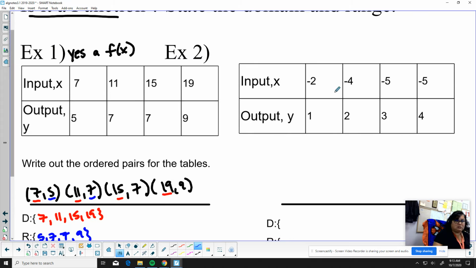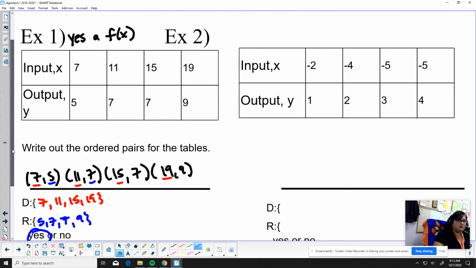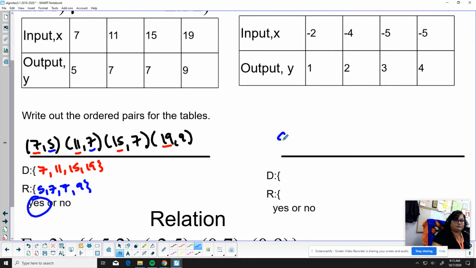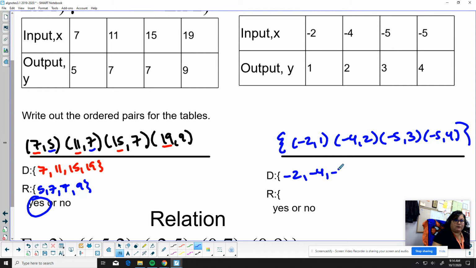Now, you press pause and you do the same thing to this table over here. Okay, so if I write the ordered pairs, that'd be (-2, 1), (-4, 2), (-5, 3), and (-5, 4). So my domain is -2, -4, -5, -5. Okay, and my range are the y values. So 1, 2, 3, and 4. Okay, and it's not a function because there are two -5s for the x. Okay, so it's not a function.